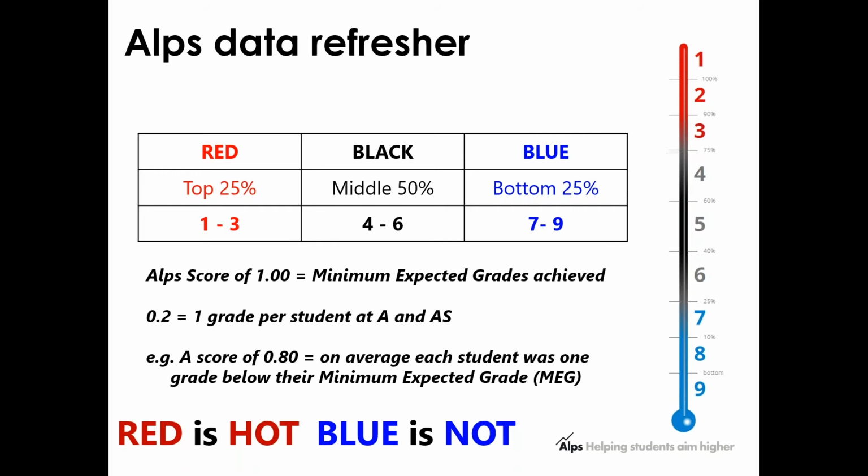There are 9 Alps grades. 1 to 3 are red hot. They put you in at least the top 25% of providers nationally across the UK.